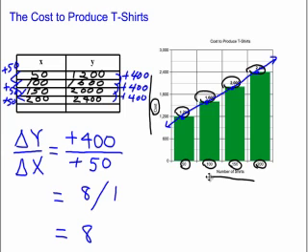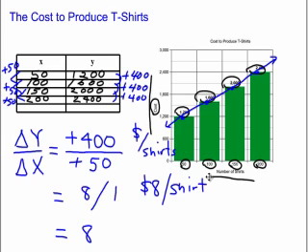And in fact, we could interpret this because remember, on our y-axis, we have cost, which is dollars, and on our x-axis, we have shirts. So what we're saying is that it costs $8 to produce every shirt, $8 per shirt. Our rise is our cost, our run is our number of shirts. So for every shirt, we have to pay $8.